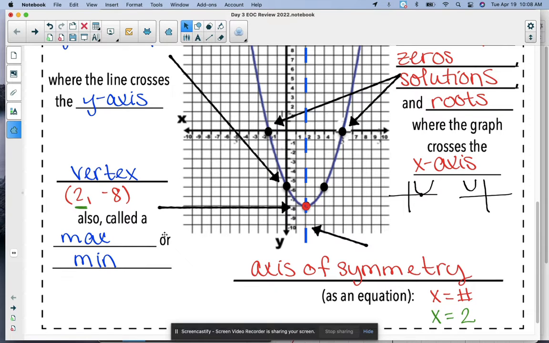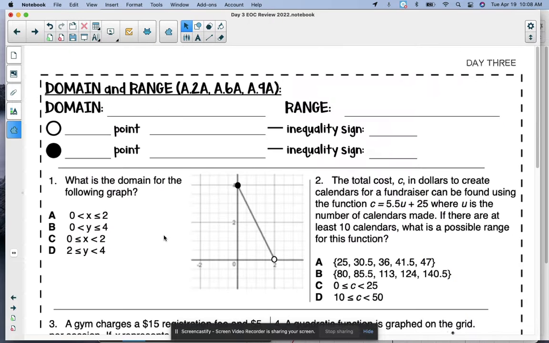And that clears up and concludes all of our key features review for this lesson. So let's take a look at domain and range. So we have just a few short definitions to go over, and then we're going to look at the 6 questions that follow. So the domain is going to be all of our x values. Range is our y values.